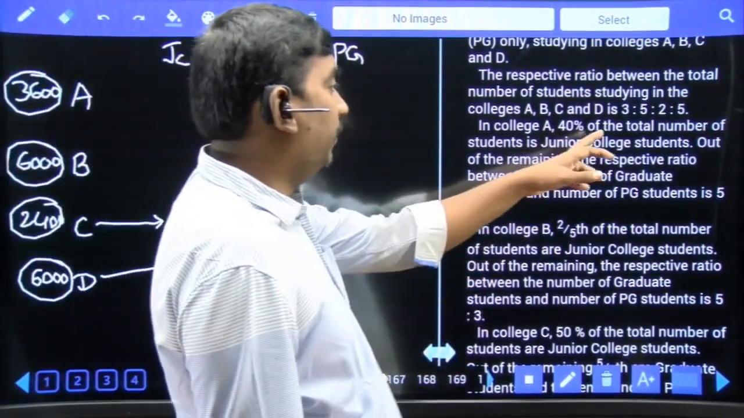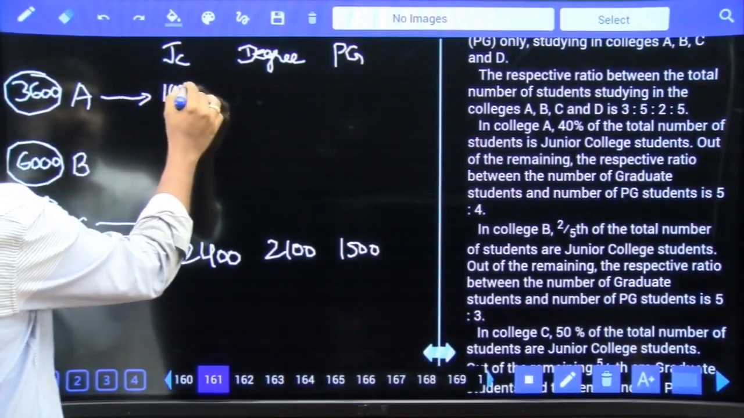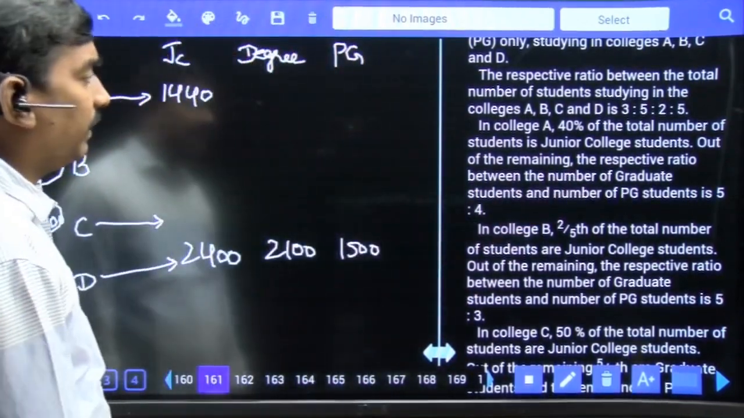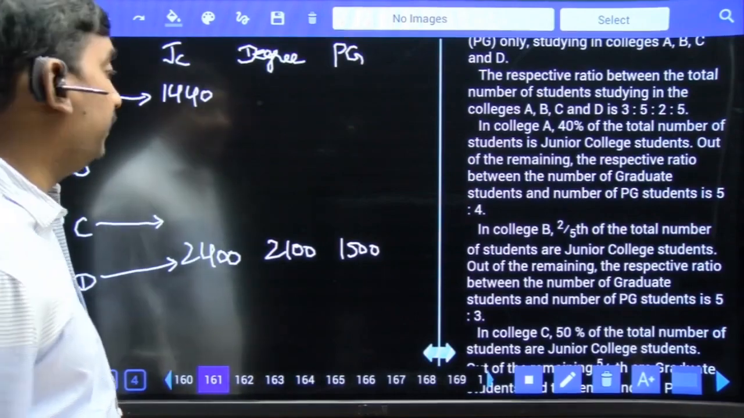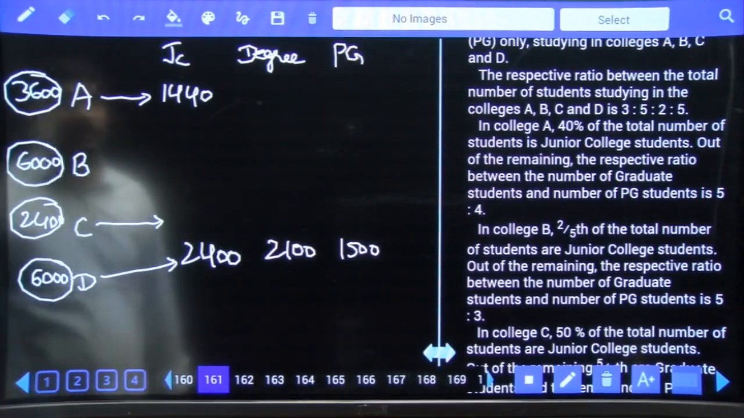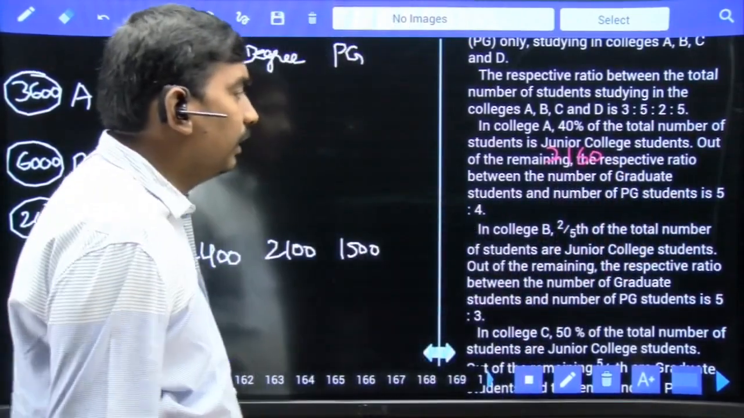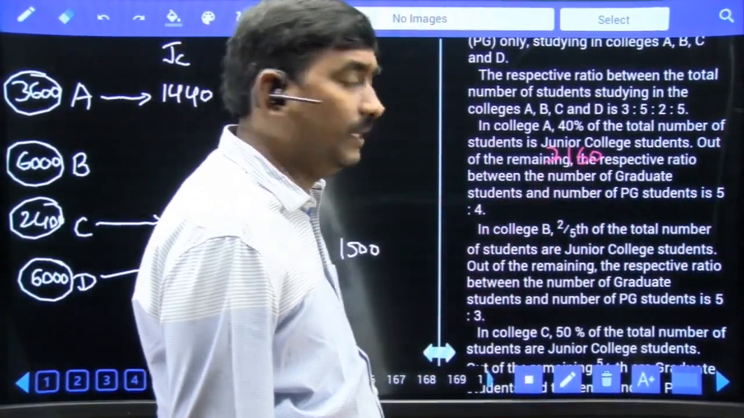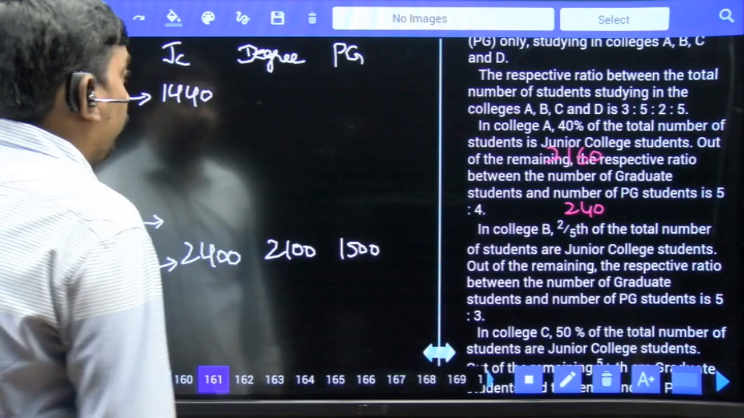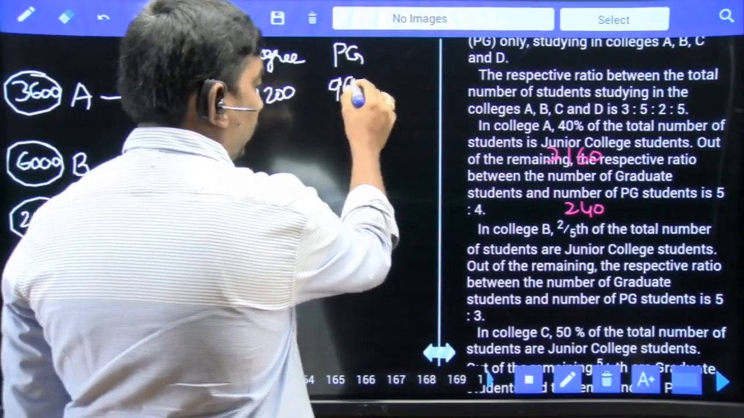College A, 40% of the students are in junior college. 40% means 1440 are junior college. Out of the remaining, the ratio between graduate and PG is 5 : 4. Out of 3600, 1440 is over. We are left with 2160. That 2160 is in the ratio of 5 : 4. 5 plus 4, 9 parts value 2160. Then 1 part value 240. 5 parts value 1200, so degree students are 1200. 4 parts value 960, so PG students are 960.